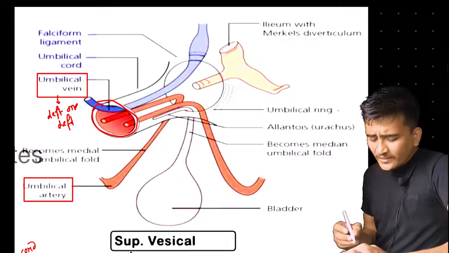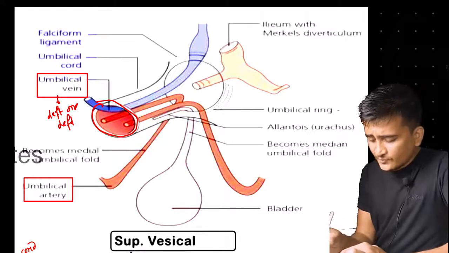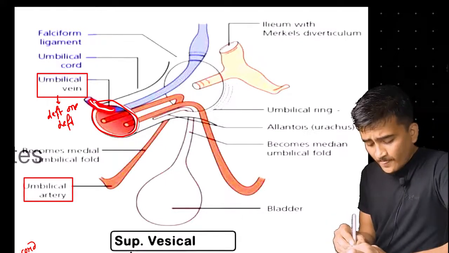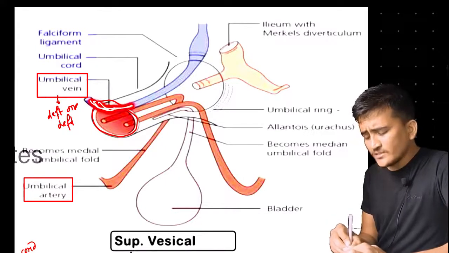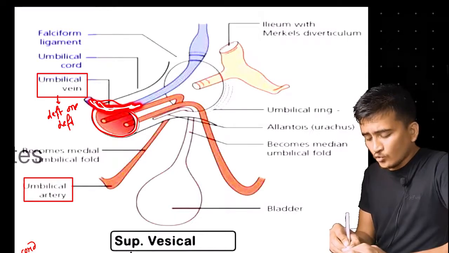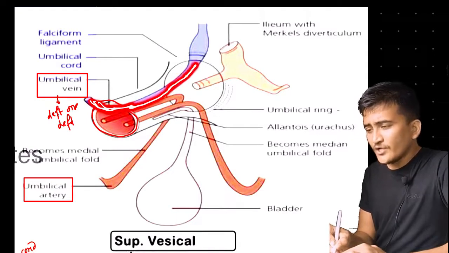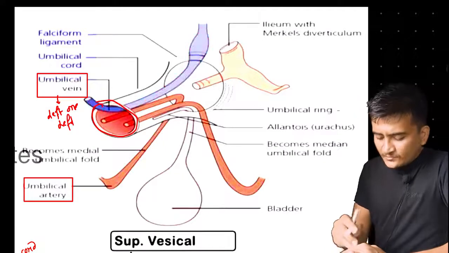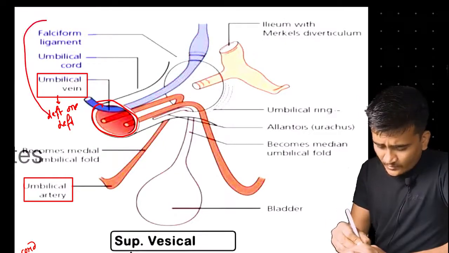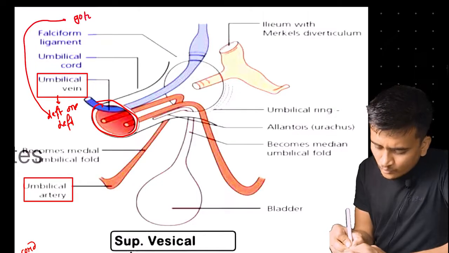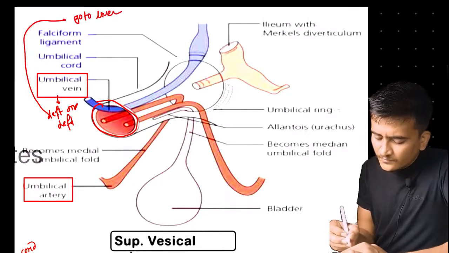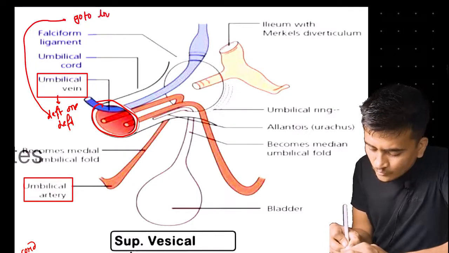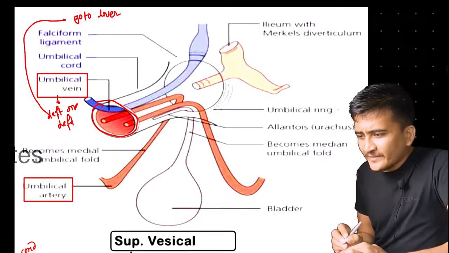Now what this left one will do, as you can see right here, this left umbilical vein, is go to the liver. It will go to the liver, right? This left one will go to the liver.